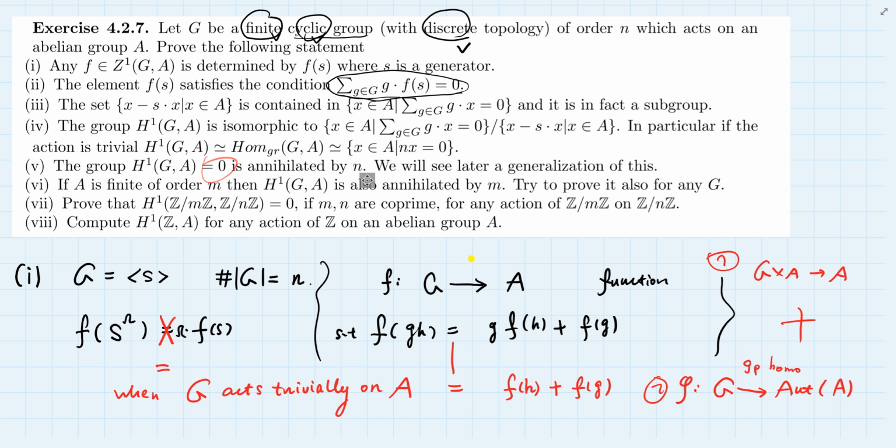What is the fourth? The group H1(G, A) is isomorphic to this, in particular if the action is trivial. It's just the group homomorphisms from G to A. Exactly. So hence G is of finite order n. This is just the n-torsion of A because it's cyclic. Okay, because it's cyclic.